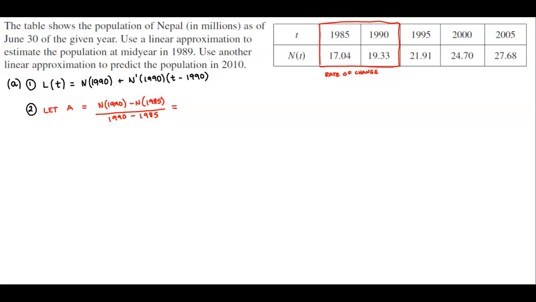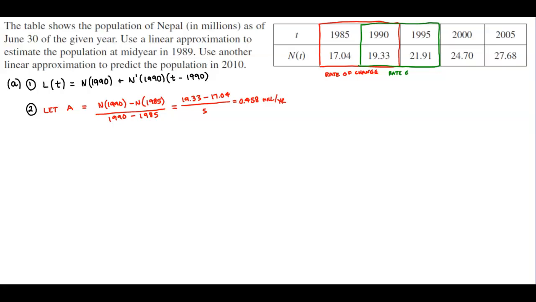So if we put those numbers in, we get 19.33 minus 17.04 over 5. And so what we get is 0.458, and that's millions per year. So that's the rate of change for those two values. Okay, then we want to be able to find the rate of change between 1990 and 1995.